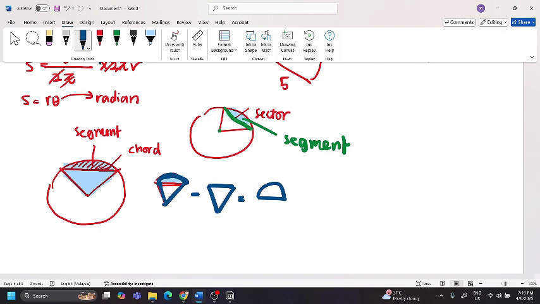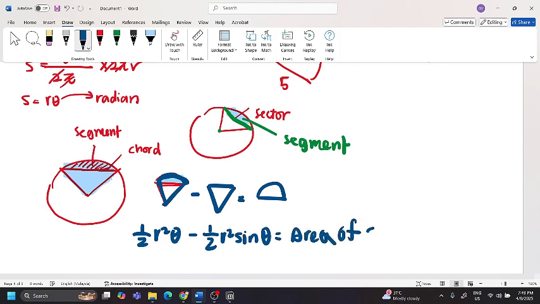So how should you write it? The area of sector, we just learned it: 1 over 2 r squared theta. Minus, this one is what? This one is a triangle, right? How do you find the area of a triangle? 1 over 2 r squared sine theta equals the area of your segment.